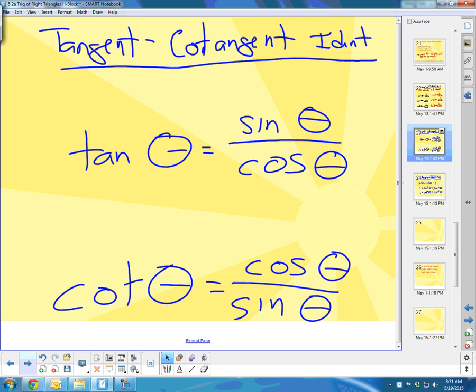The tangent cotangent identities: tangent of theta equals sine theta over cosine theta, and cotangent theta equals cosine theta over sine theta. Really helpful. We really do like to do a lot of work in terms of sine and cosine, more than probably tangent, cotangent, secant, and cosecant. And this gives us a way of replacing tangent and cotangent with sine and cosine.